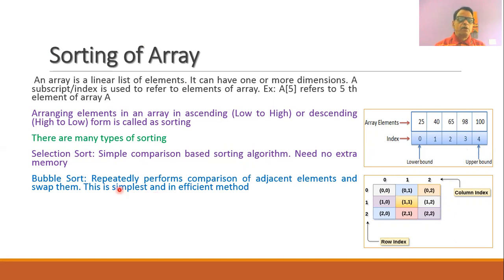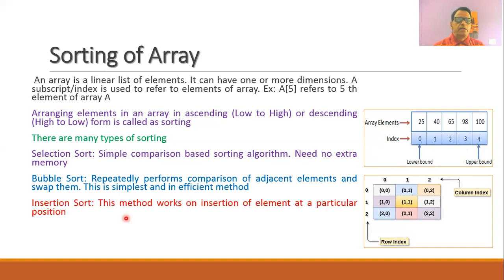This method is called bubble sort because it is like a bubble coming up from down in the water, and the elements are arranged like that, and therefore it is called the bubble sort method. Another method that is used is called the insertion sort method. This is the method in which an element is inserted at the appropriate position, and therefore it is called an insertion sort method.